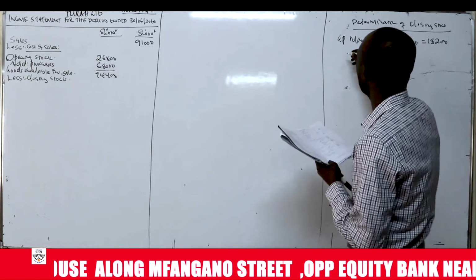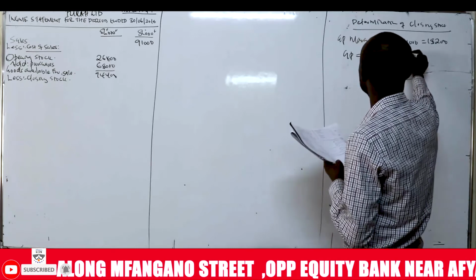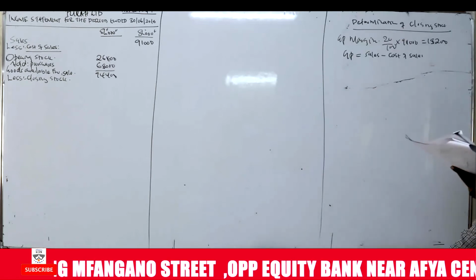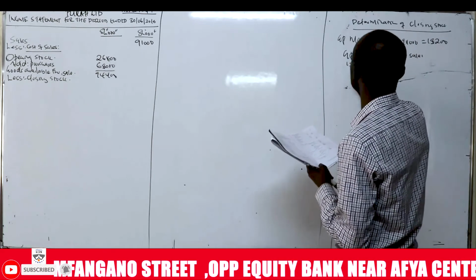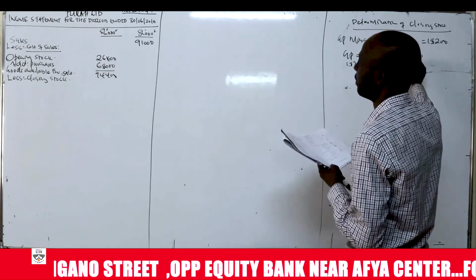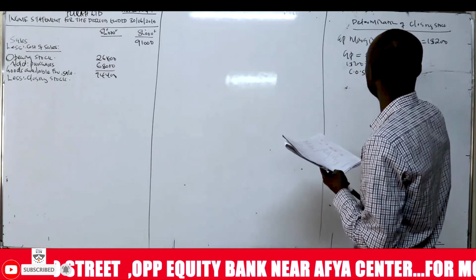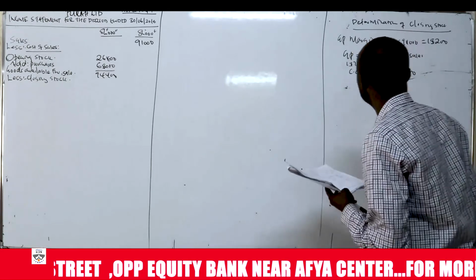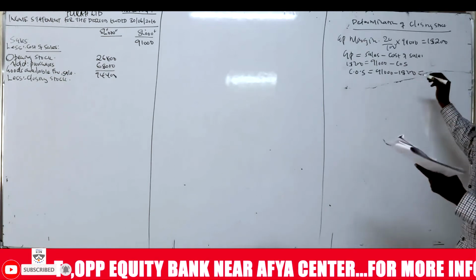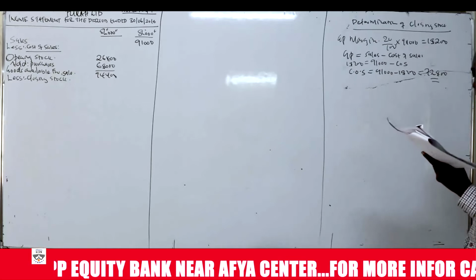So gross profit is sales minus cost of sales, isn't it? That is the formula for getting gross profit. So our GP is 18,200, sales is 91,000, and cost of sales we don't have the figure. So our cost of sales is going to be 91,000 minus 18,200. What do you get? 72,800. This is the cost of sales.